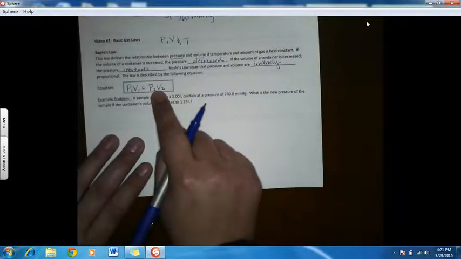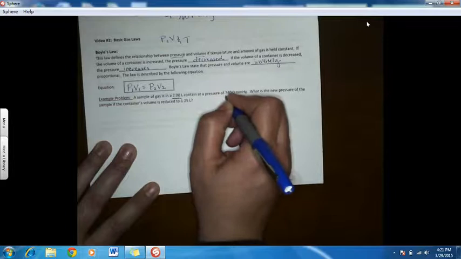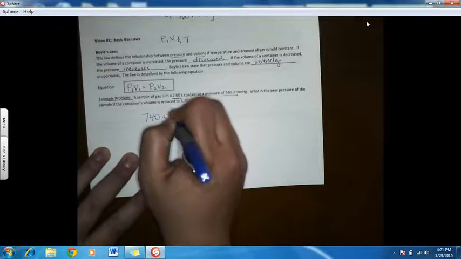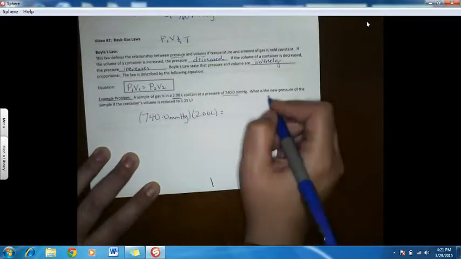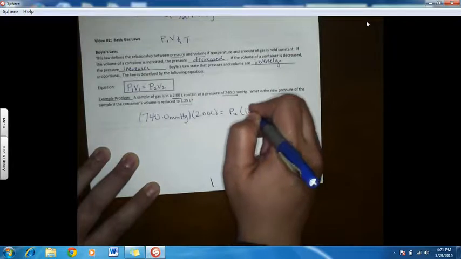Alright, so in this first example problem, we have a sample of gas in a 2-liter container at a pressure of 740 millimeters of mercury. And so our initial pressure is 740 millimeters of mercury, and our initial volume is 2 liters. Alright, so what would be the new pressure if we reduce the volume to 1.25 liters?